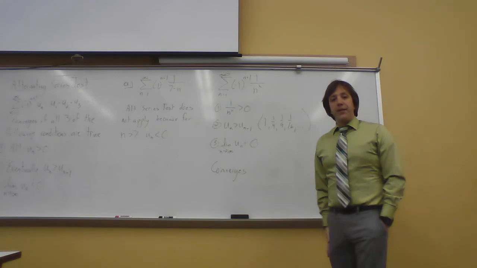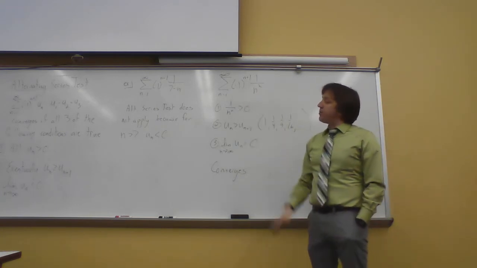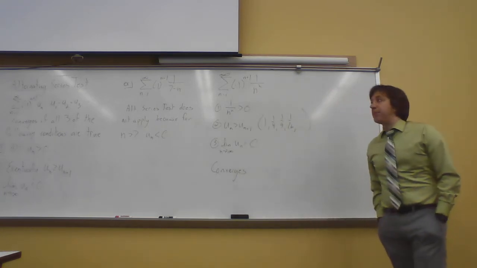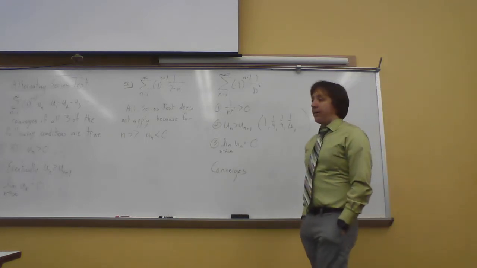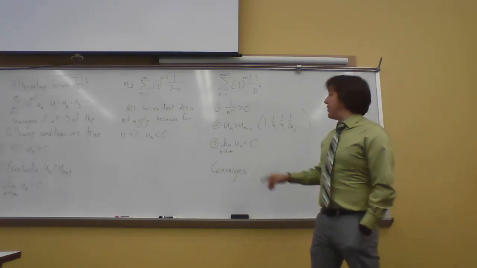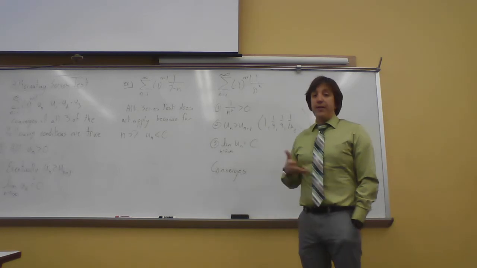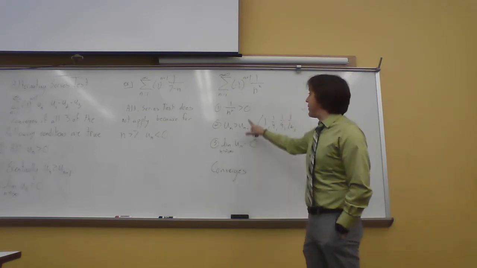All right, so let's look at this one. This one's a little bit more interesting. Here we have sum n equals 1 to infinity of negative 1 to the n plus 1 times 1 over n squared. Well, 1 over n squared is certainly always bigger than 0. That's guaranteed to be true, so we meet the first condition.